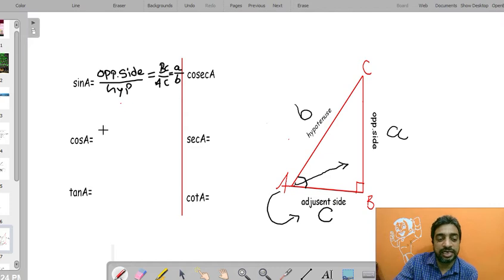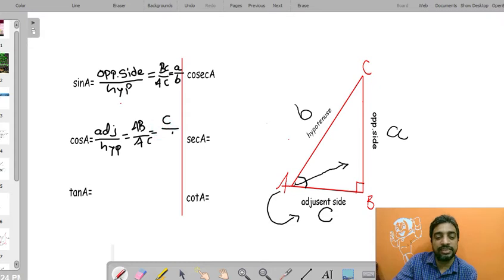Now cos A. The cos ratio is the ratio between the adjacent side and the hypotenuse. What is the adjacent side of A? AB. The hypotenuse is AC. So AB by AC. The AB length is c and the AC length is b, so c by b. Now the tan ratio is the opposite side by the adjacent side. The opposite side of A is a and the adjacent side is c, so a by c.